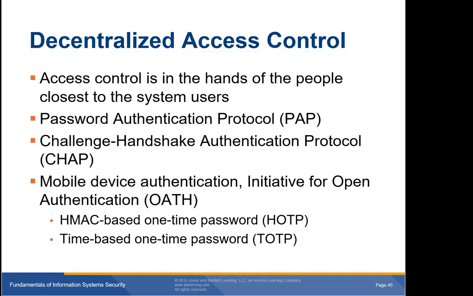The two most common examples of decentralized access control are the Password Authentication Protocol, also known as PAP, which uses clear text username and passwords, and the Challenge Handshake Authentication Protocol, also known as CHAP. CHAP is more secure than PAP since it hashes the password with a one-time challenge number to defeat eavesdropping-based replay attacks.